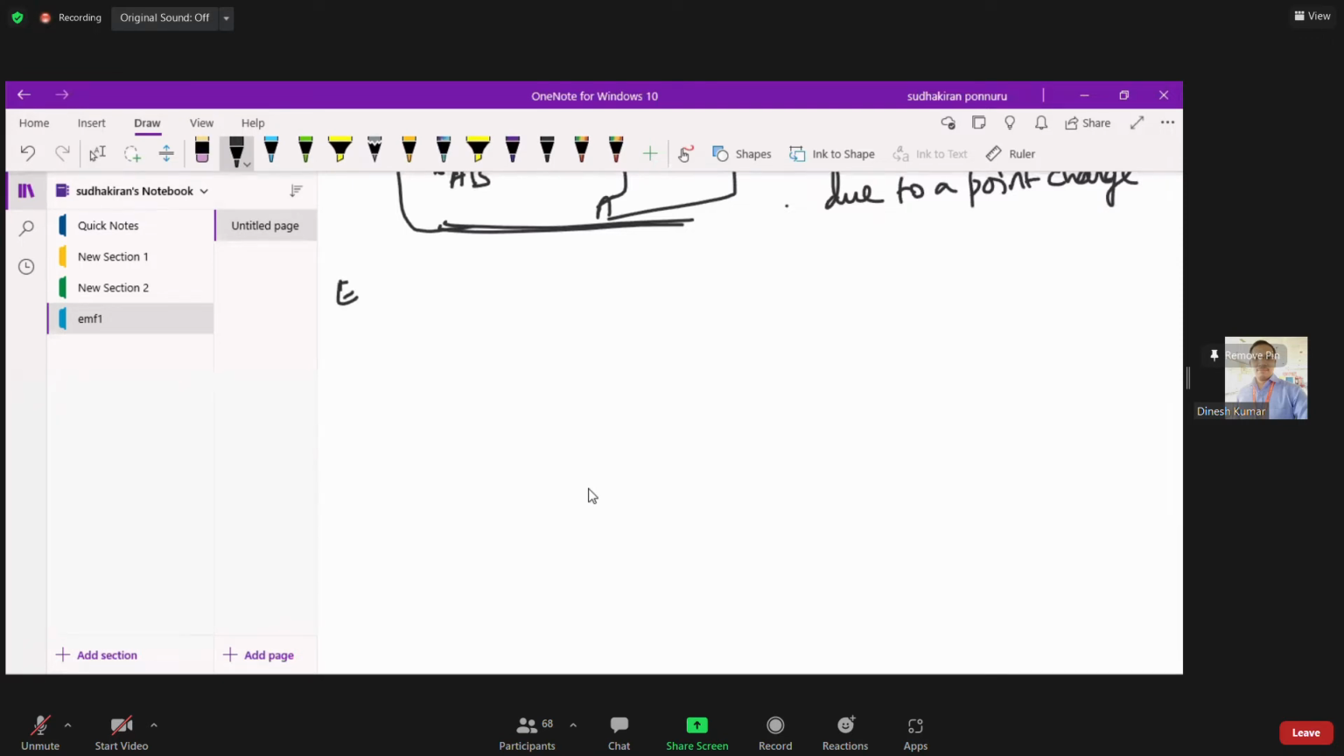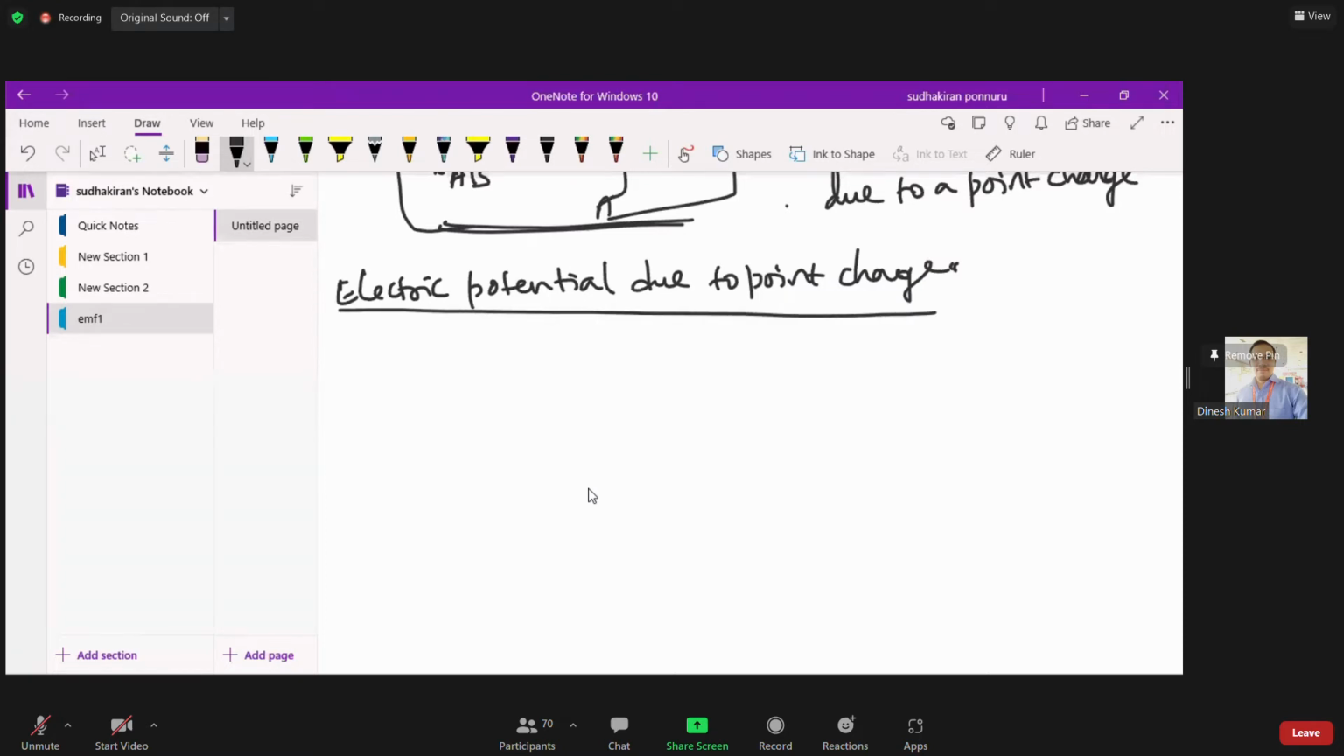So what we are going to derive: potential due to point charge. This is one of the important questions, so you can have a star mark for it.